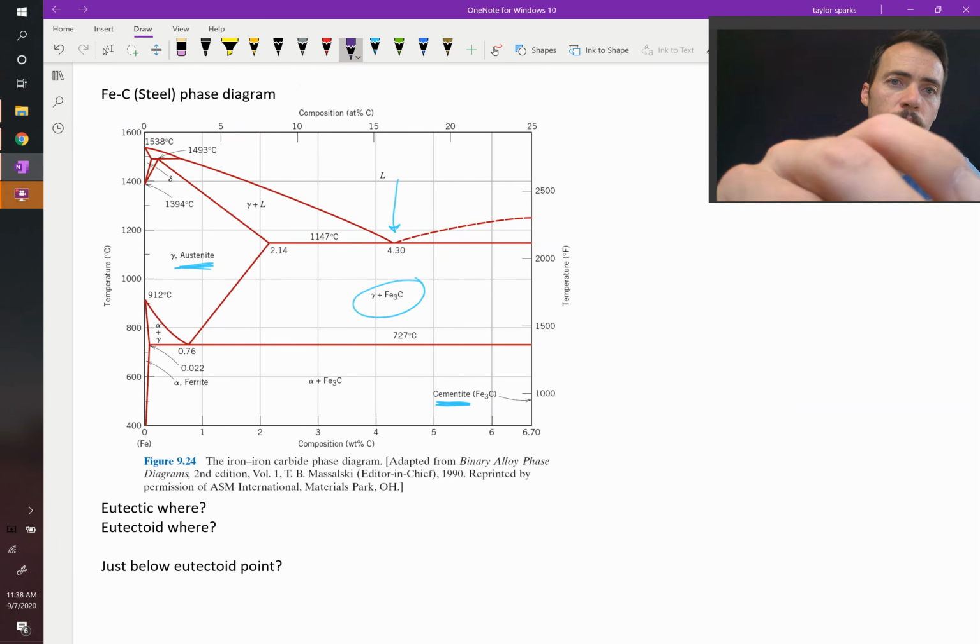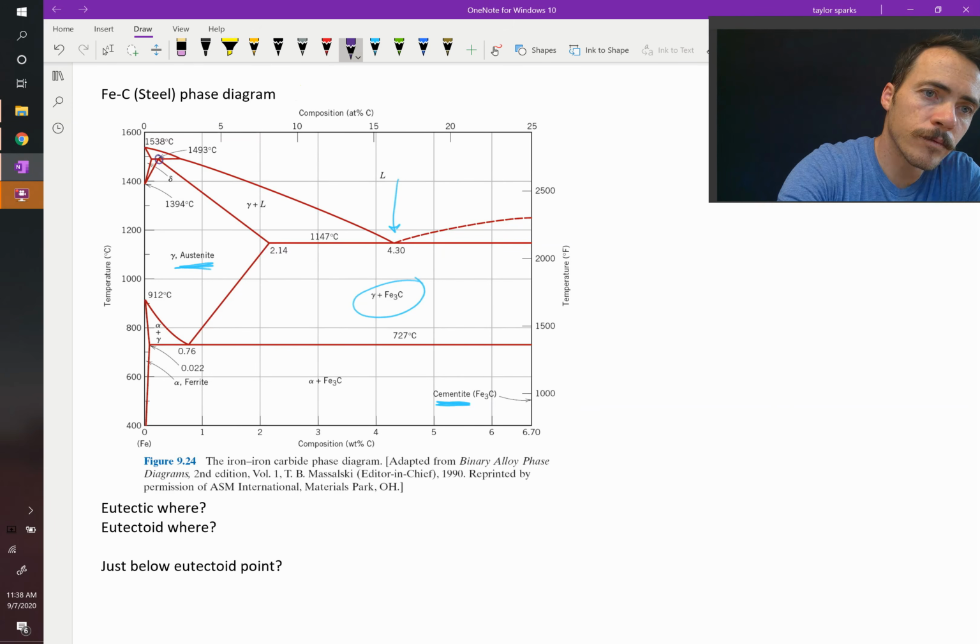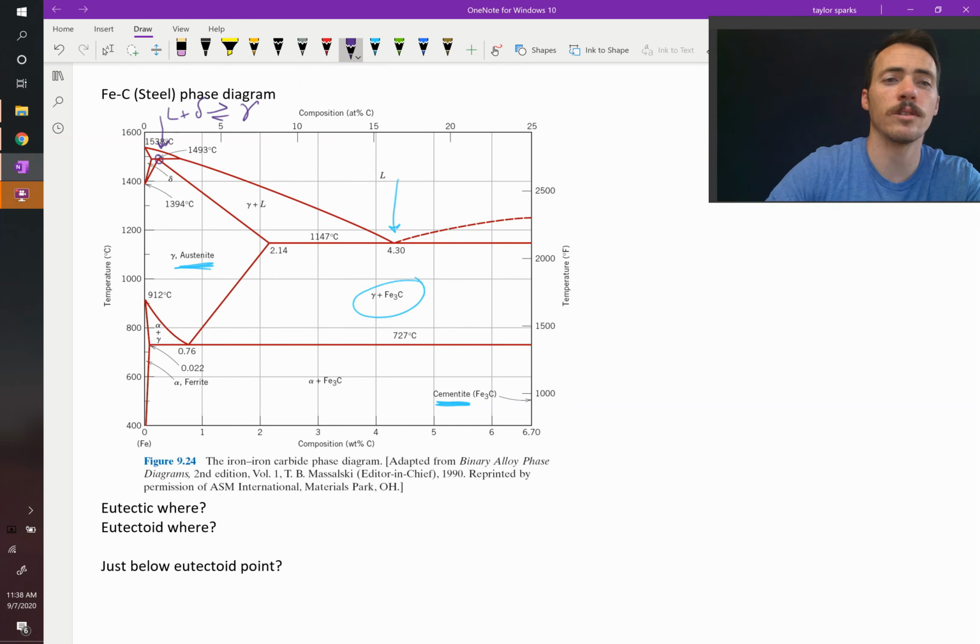What else do we see? Well, how about this reaction over here? That one in that top left corner at 1493 Celsius. Well, as you cool it down, you're going to have a mixture of liquid plus this delta phase. So at that point, you're going to have liquid plus delta turning into austenite. So that's a liquid and a solid turning into another solid. We call that a peritectic point, right? So that's a peritectic.